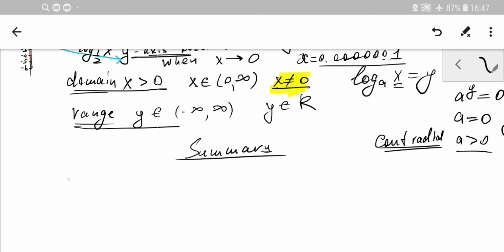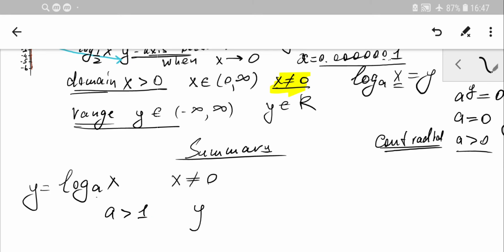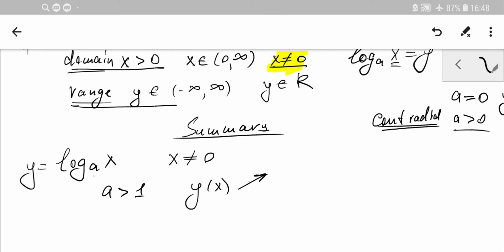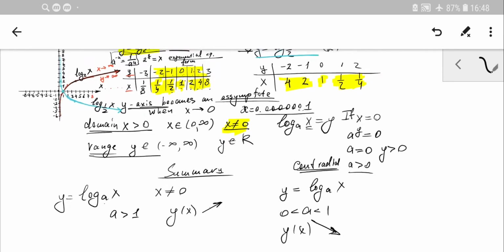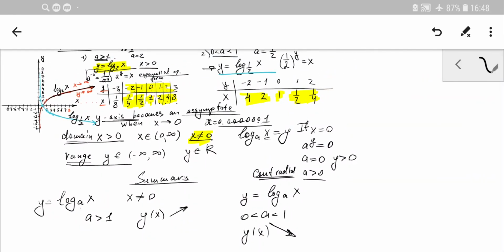If you have y equals log a x, you need to state first x is not equal to 0, and a, if it's more than 1, the graph y from x is a rising function, so it rises. Okay, what about y equals log a x when a is from 0 to 1? So y from x just simply becomes a falling function, it's falling down, and it's falling down on the whole domain. Okay, that was the simple idea about the graphs.